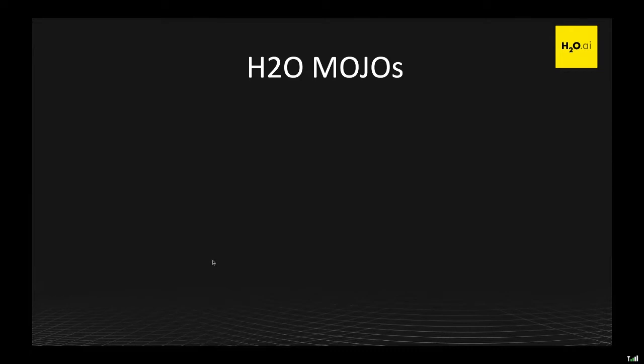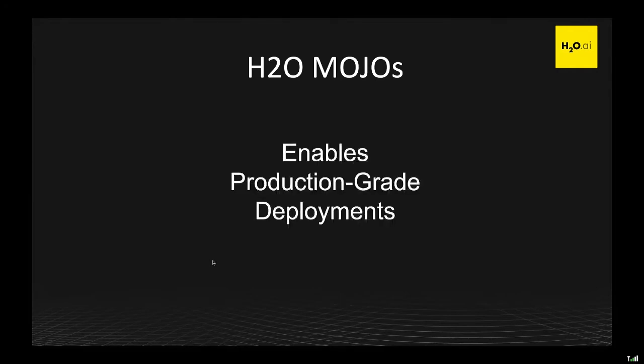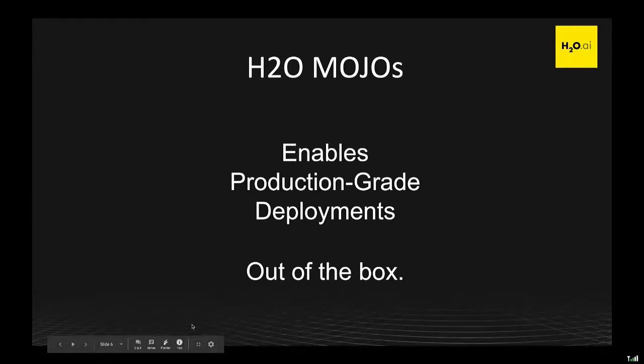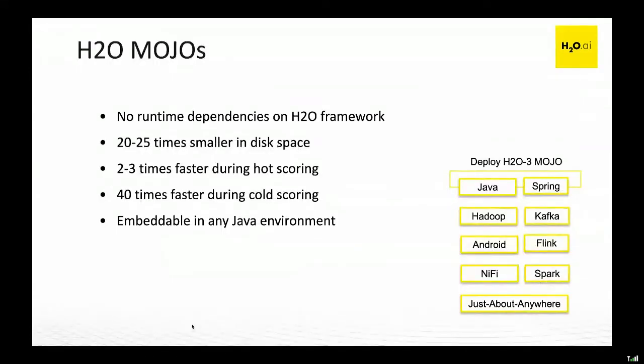What a MOJO is, is this packaged, bundled model with everything you need in order to enable production-grade deployments. And something really fantastic about this is that it's a single line of code. You export the model as a MOJO, and suddenly you have these production-grade deployments straight out of the box. There's no funny business, and there's no setting up. By using the platform, you've got something that you can drop in your production environment, and it just works.